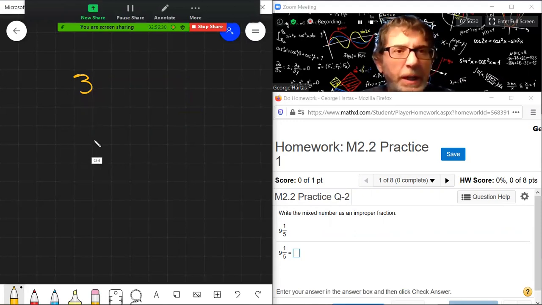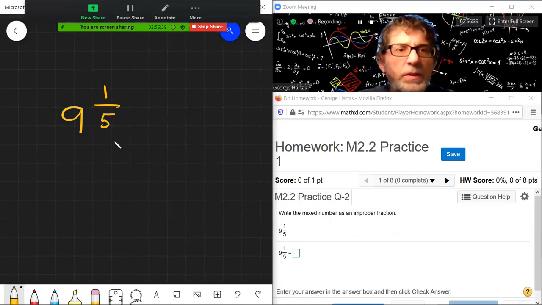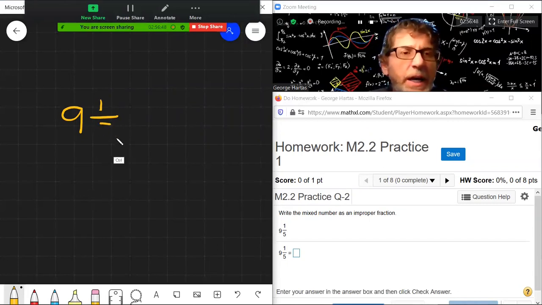So let's write that one down. 9 and 1/5. So you can think of this as 9 feet and 1/5 feet. 9 yards and 1/5 yards. 9 miles and 1/5 miles. So there's an implied "and" in here.